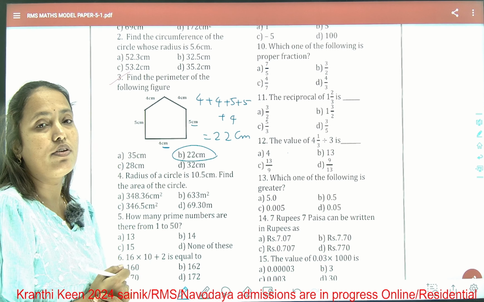Next, one more. This is also important. This question is a real-life calculation. The cost of the fencing a rectangular park of length 175 meters, breadth 125 meters, at the rate of 12 rupees per meter. Here they have a rectangular park, length is 175 meters and breadth is 125 meters.